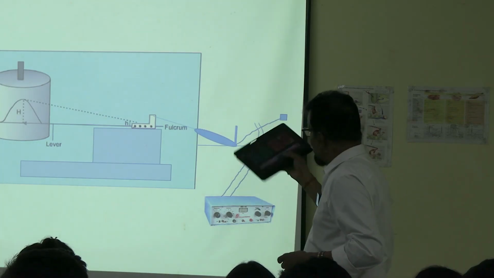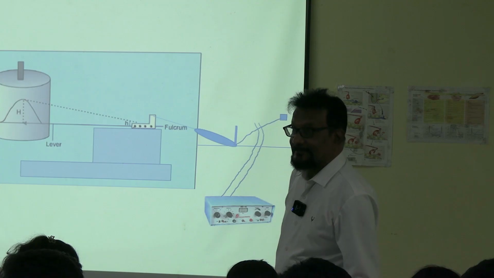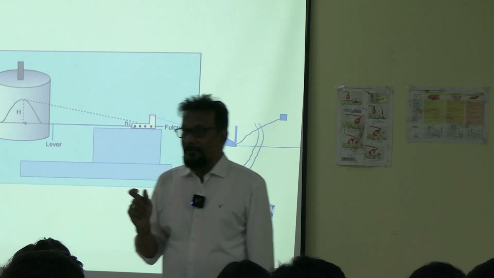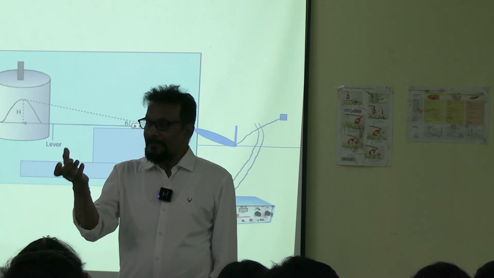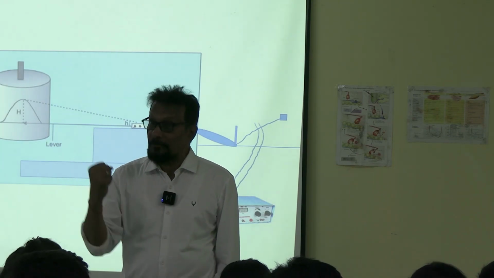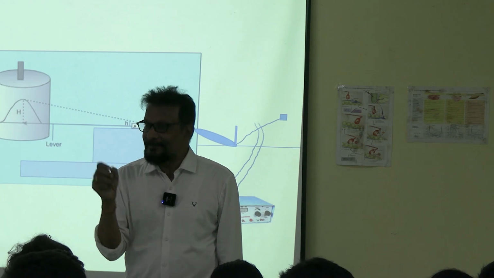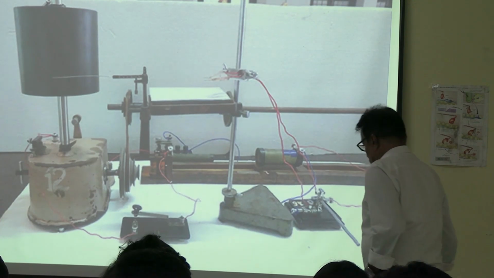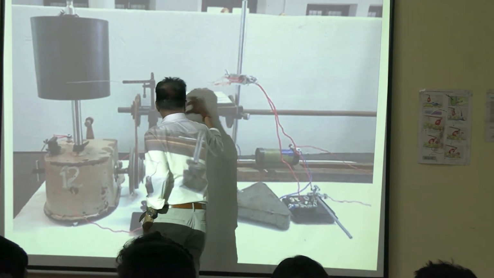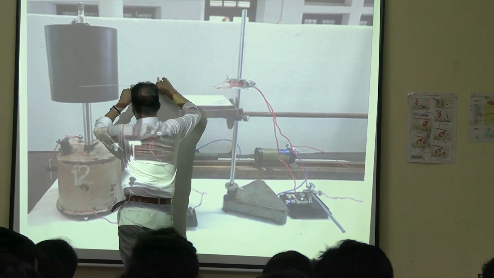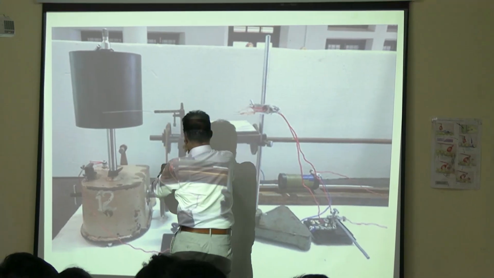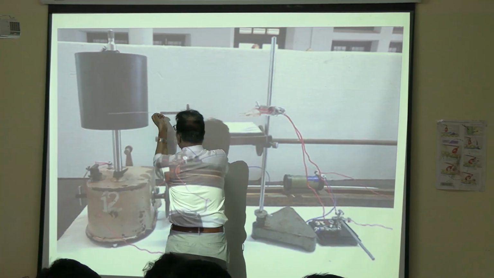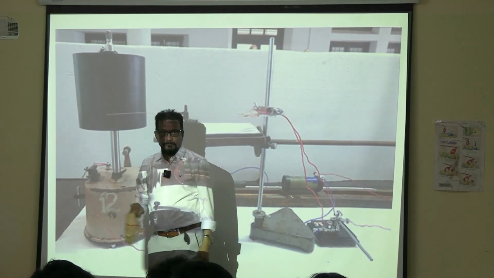So this stylus also has some weight. If the weight is more, then it will take more time to produce the contraction. If the weight is less, it will take less time. So before this experiment, we'll remove this. There is a screw, so unscrew it, then you can move it away from the drum.